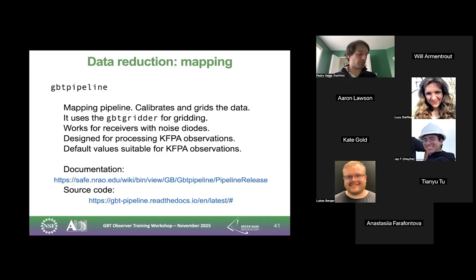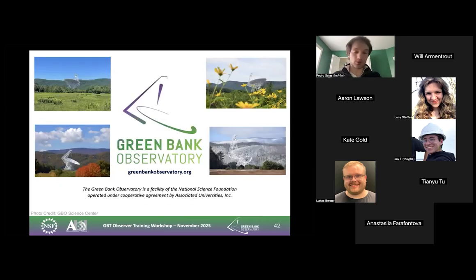There's also a tool called the GBT pipeline, where the idea was if you have mapping observations, this will basically take them, reduce them for you, and make you a cube. It's very basic, meaning the calibration that it applies is the very minimum. It works wonderfully in some cases, so you're welcome to try it. And that's it. Sorry, I didn't leave time for more questions, but please ask if you have any.